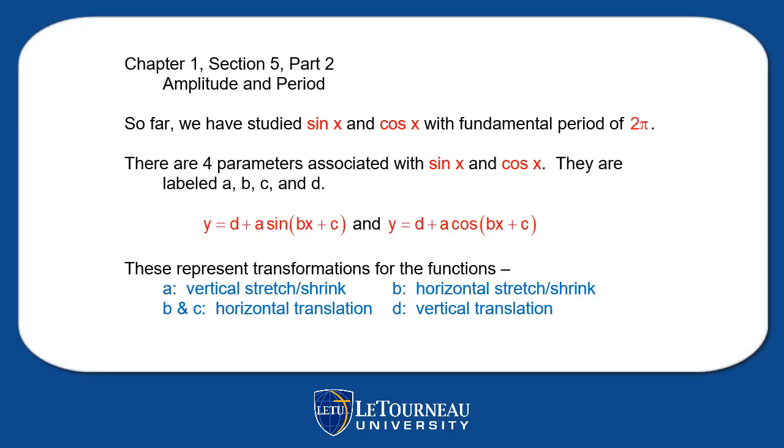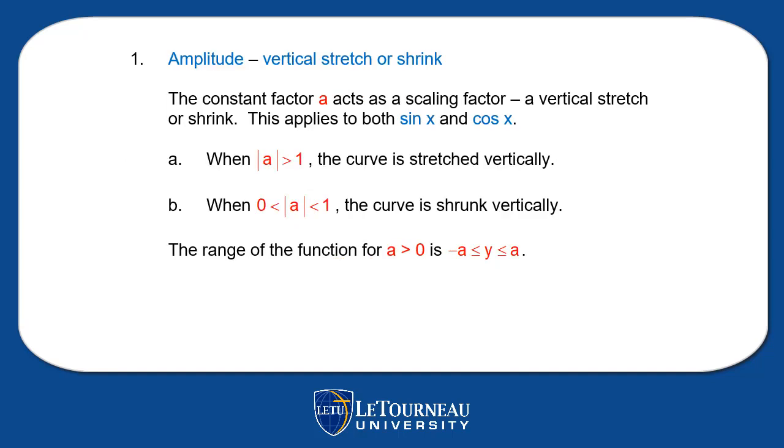In this video, let's look at amplitude and period. So far, we have studied sine of x and cosine of x with fundamental period of 2 pi. There are four parameters that we want to look at. They're labeled A, B, C, and D. And so you see the functions and you see what these parameters represent.